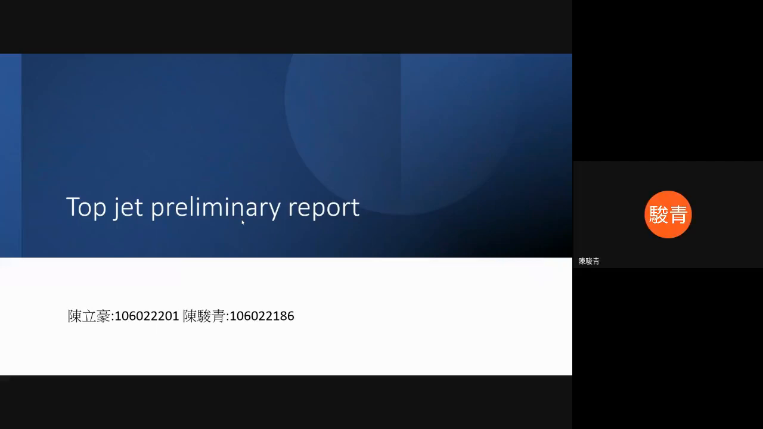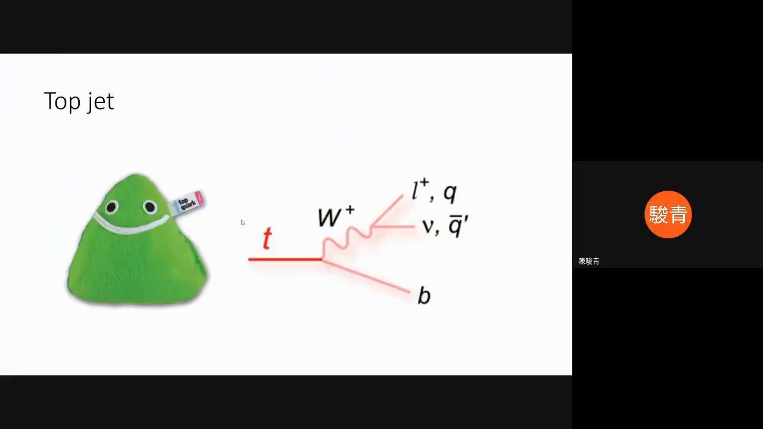Okay, so we are group 9, and I'm Chen Junqing. My partner is Chen Lihao, and we are going to talk about the top jet in the Large Hadron Collider. First, I'm going to introduce the top jet. The top jets are the jets of top quarks or its products.